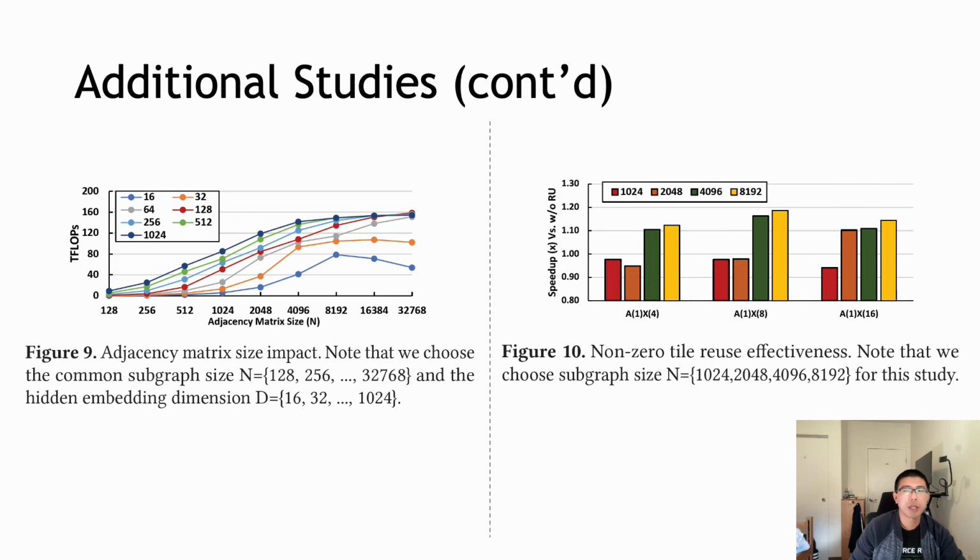Further, our non-zero tile reuse can improve the throughput performance on those large matrix sizes, because under those settings, with a higher number of bits, we can save more unnecessary data loading for the adjacent matrix tile, because we can reuse it more times.